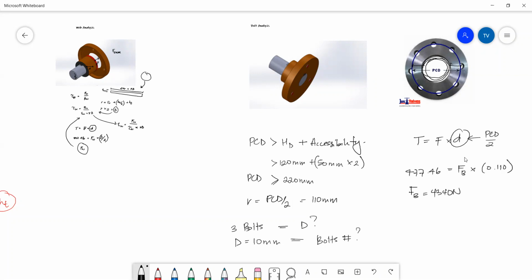And now this force will be shared amongst the number of bolts that we have. So let's say that I want to use 3 bolts. I'm setting 3 bolts at this PCD, 220 millimeters, but I need to know how thick I need to make my bolts in order for them to withstand the forces they're being exposed to. What type of force will we be experiencing here? The force will be acting in this direction, which is parallel to this surface. So it'll be a shear force.